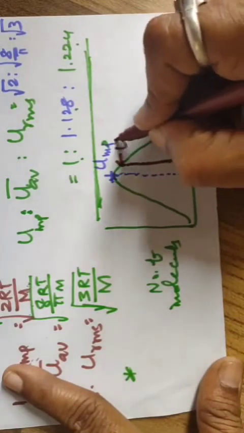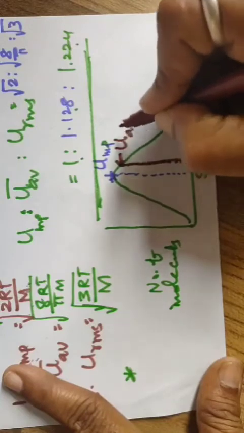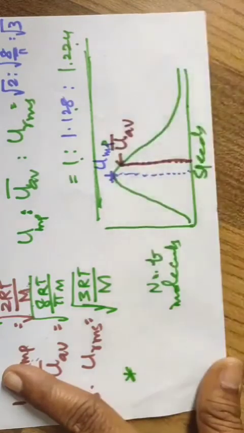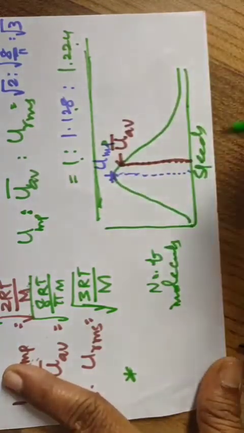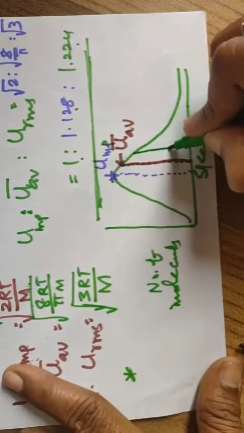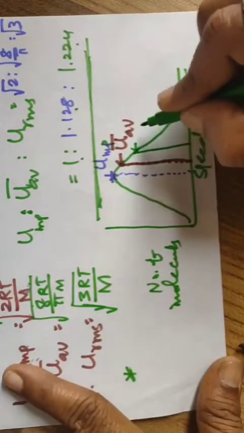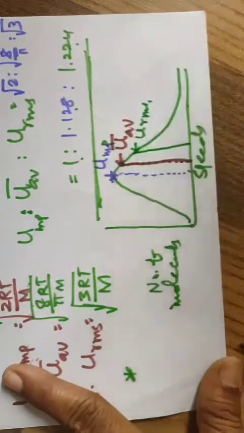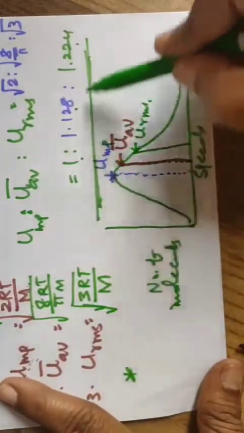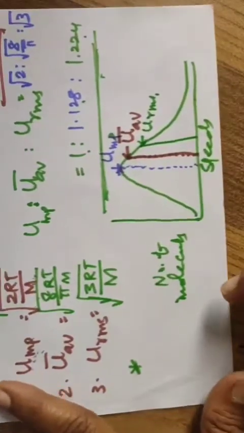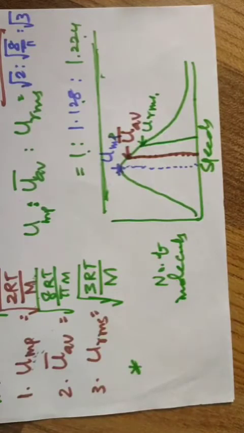After that, this velocity is known as average velocity, and the last one is RMS velocity. Yes, and it is noticed from this one. That is the end of different velocities, and the topic of kinetic energy is completed.